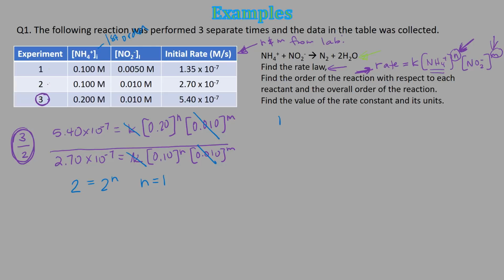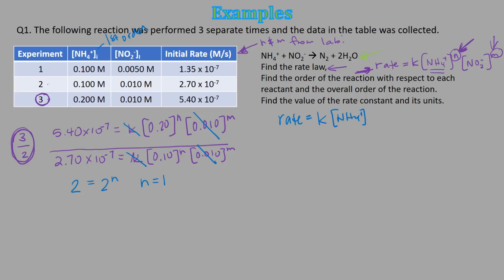So right now my rate law is rate is equal to K times NH4+ raised to the first power. So there's just a 1 there, and you don't have to write it just like in math. All right. And now to find the value of M, okay, for nitrite, we have to look at 2 experiments in which the ammonium is not changing because we don't want it to affect the rate, but the nitrite should be changing because we do want it to affect the rate.